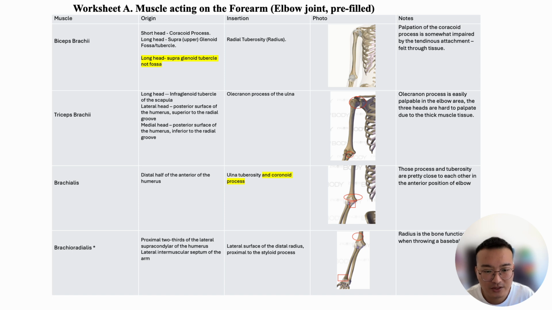brachioradialis. The origin of it is the proximal 2/3 of lateral supracondylar ridge of the humerus and lateral intermuscular septum of the arm. And the insertion of it is the lateral surface of the distal radius proximal to the styloid process. Radius is the bone that functions when throwing the baseball.